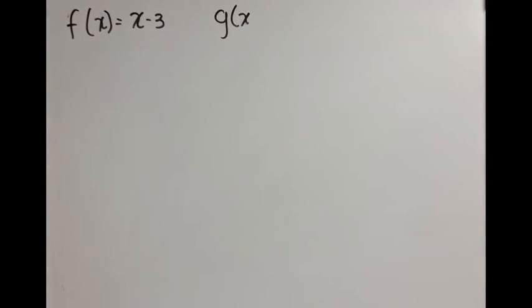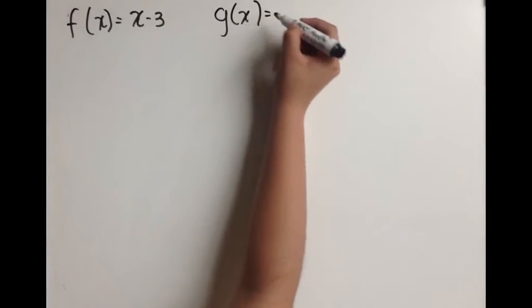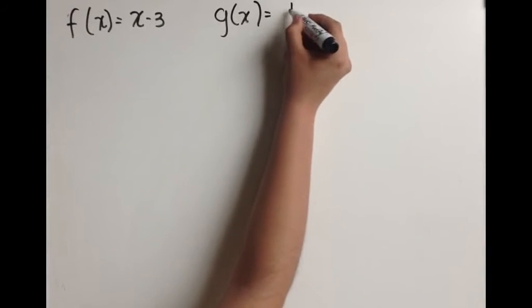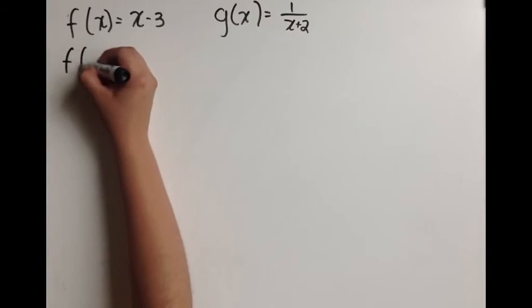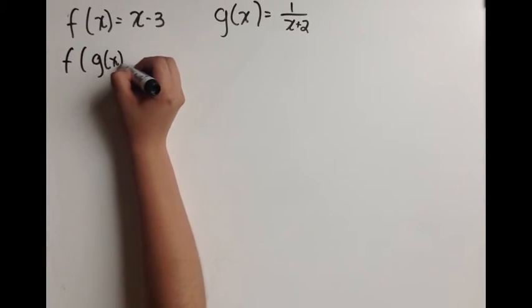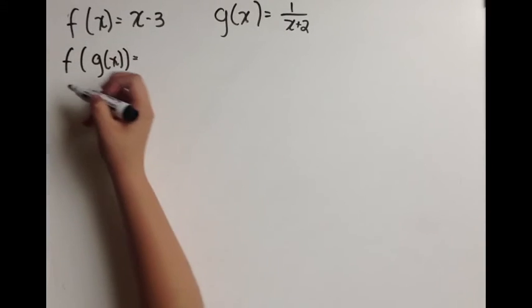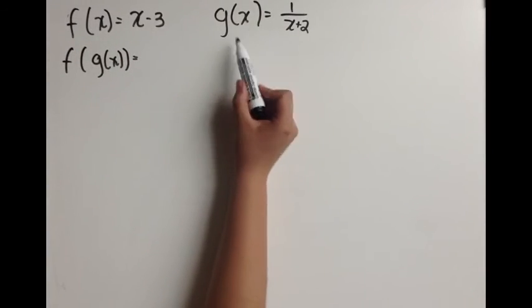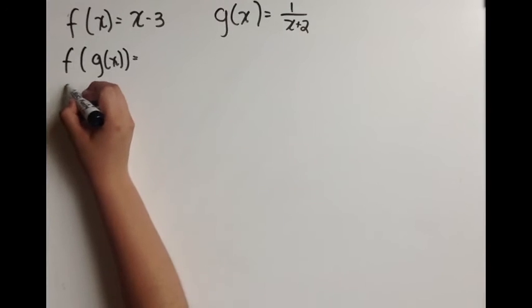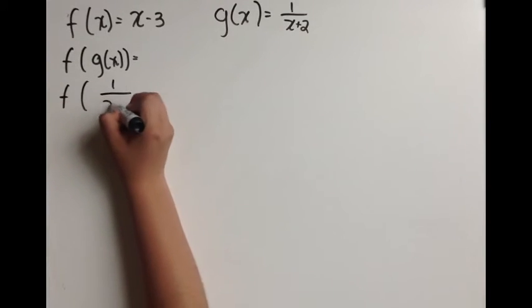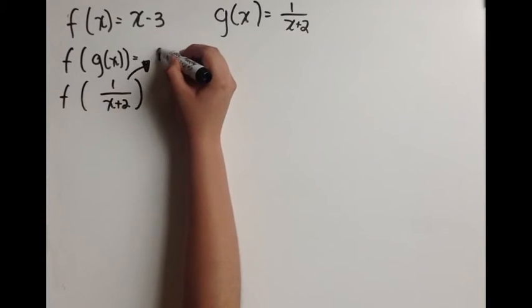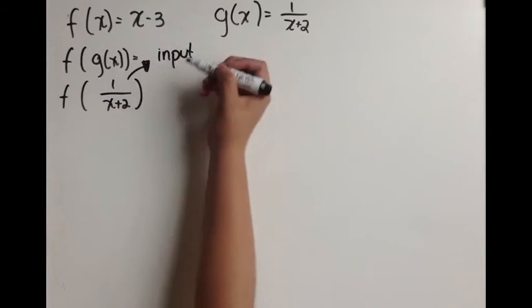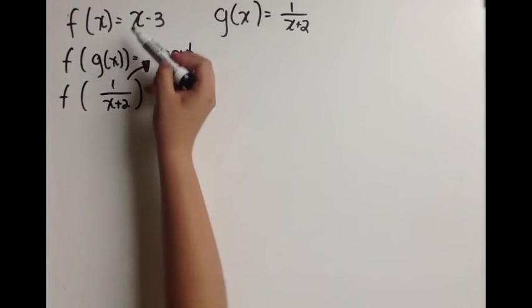Now our functions are f of x is equal to x minus 3 and g of x is equal to 1 divided by x plus 2. And another time we want to get f of g. So we're going to take the value of g and send it through f. And we will get f of 1 divided by x plus 2. And this will be our input.